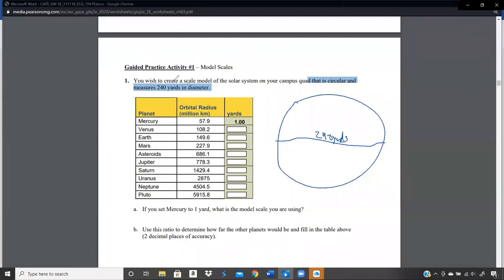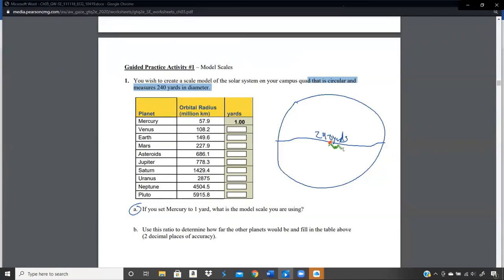So what they will say is we want to create a scale model of the solar system on the quad that is circular and measures 240 yards in diameter. And we are going to scale Mercury to 1 yard. This is our decision. Let's say our center is right here. We want to put Mercury, I know Mercury is not green, bear with me. We're going to put Mercury right here.